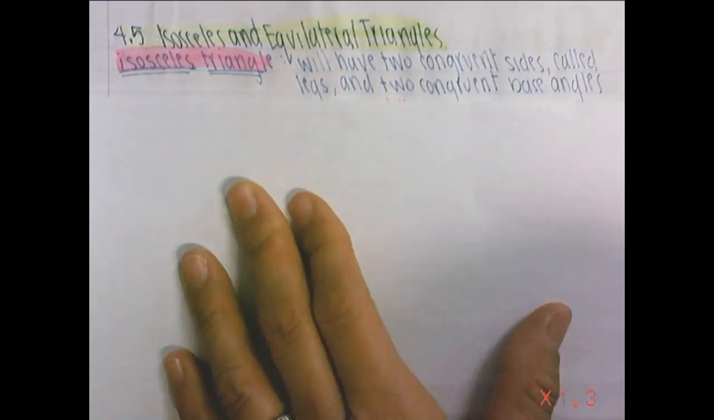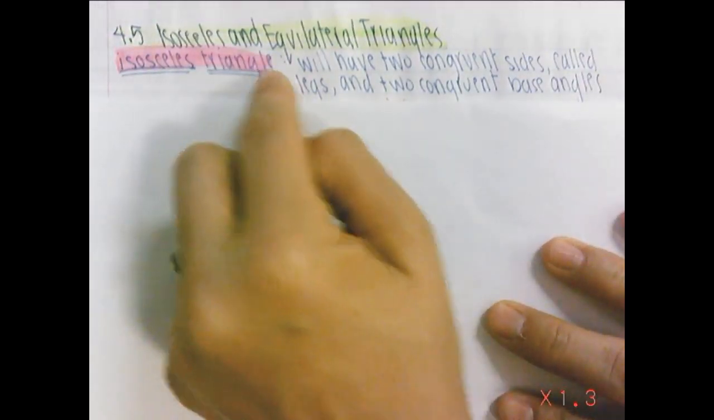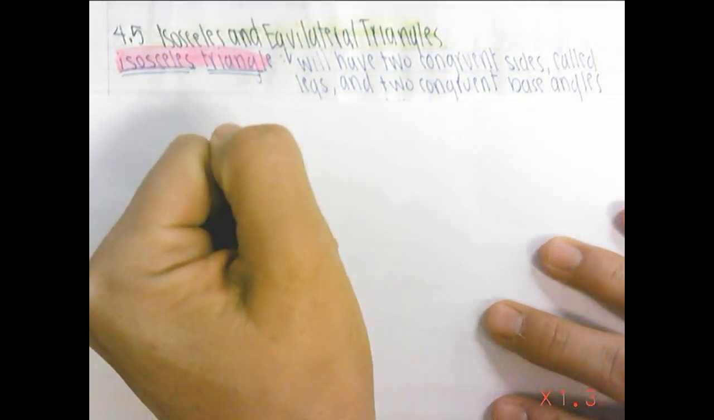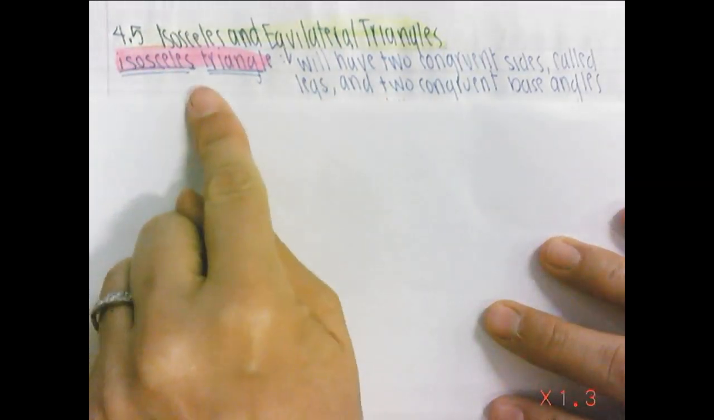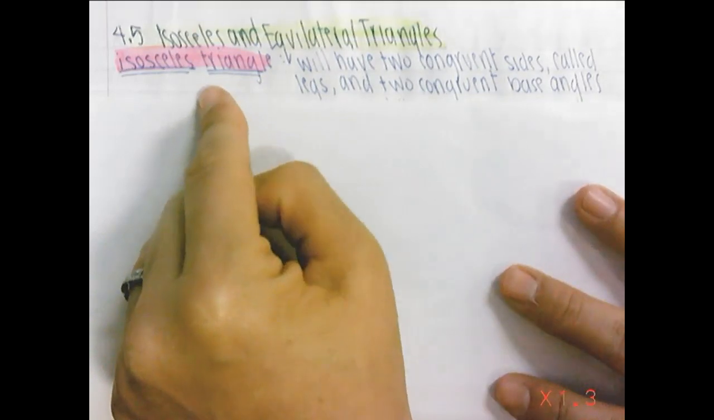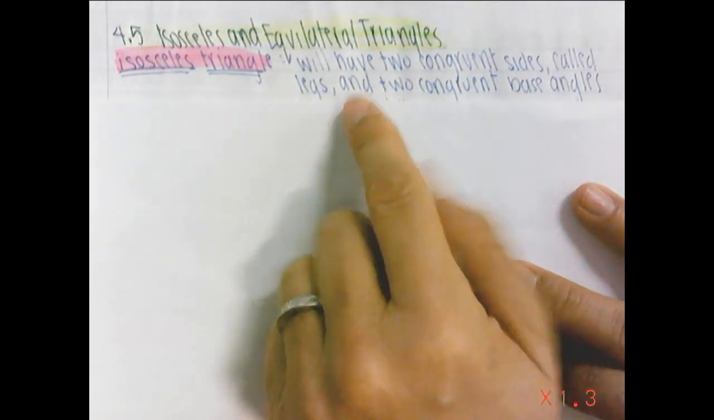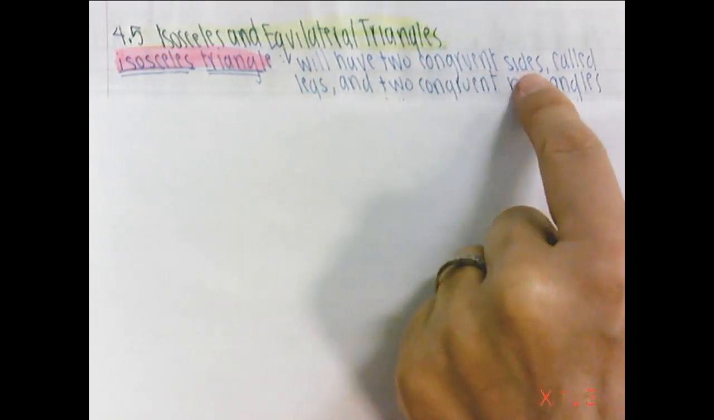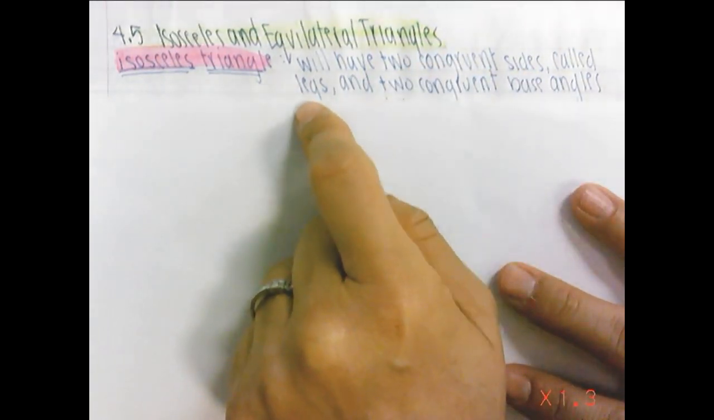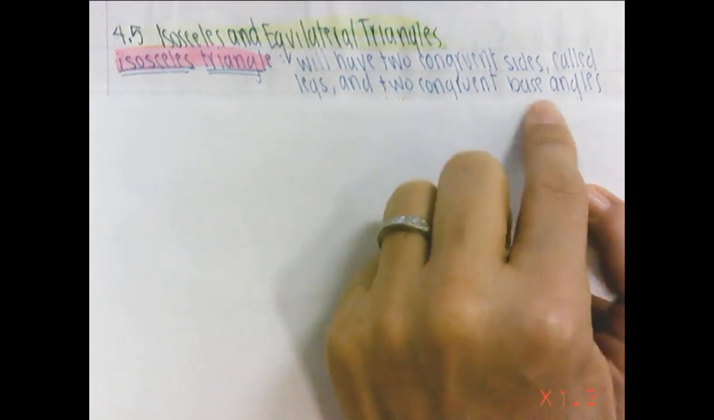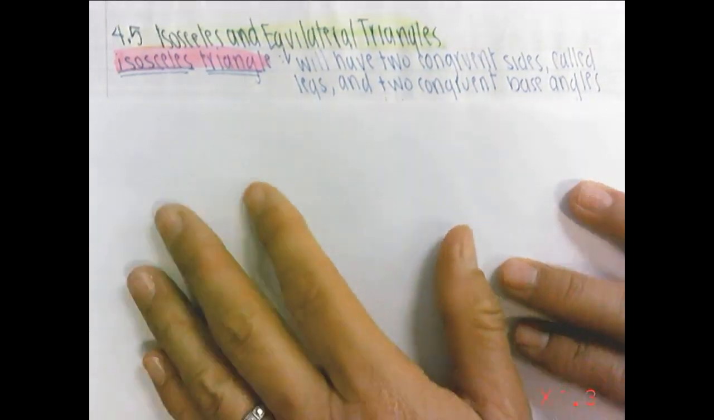Hey guys, we're going to start with 4.5, isosceles and equilateral triangles. And the first one we're going to talk about is an isosceles triangle. The important thing to know about an isosceles triangle is that it will have two congruent sides, called the legs, and two congruent base angles right at the bottom of those two congruent legs.